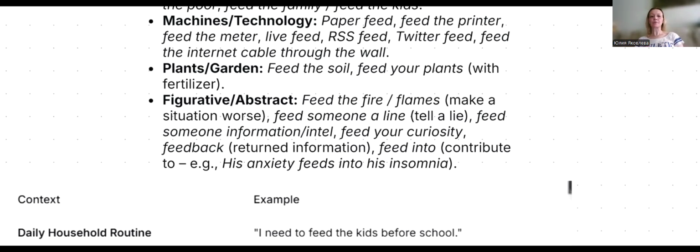Nice expression. You can feed someone information, right? Or intel. Or you can feed your curiosity, like I am doing all the time, using a lot of interesting internet sources, a lot of books, right? A lot of authentic materials. And that is what I am trying to do to help my students to feed their curiosity regarding the language.